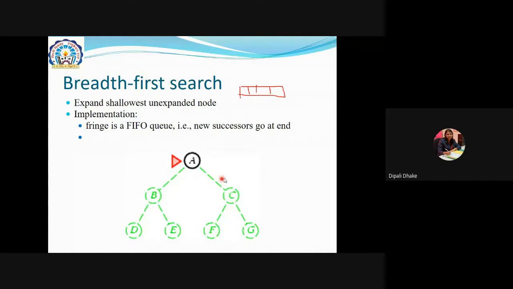Now you can see here, what is the basic thing? It is the shallowest path. It follows the shallowest path: expand the shallowest unexpanded node. We have it, that is A. And which fringe is used here? It's a FIFO-Q. FIFO means what? First in, first out. And the new successors go at the end.